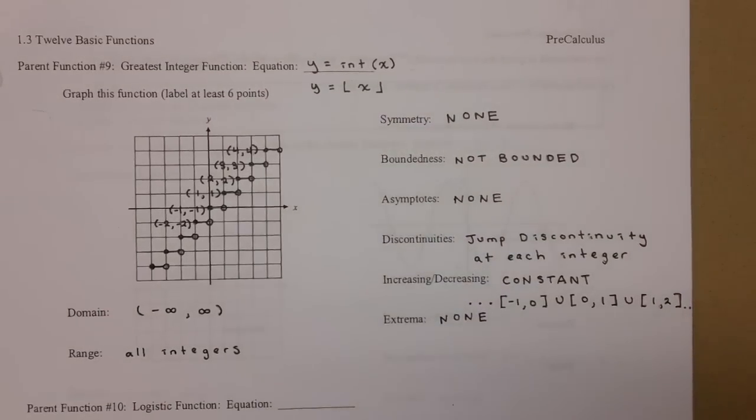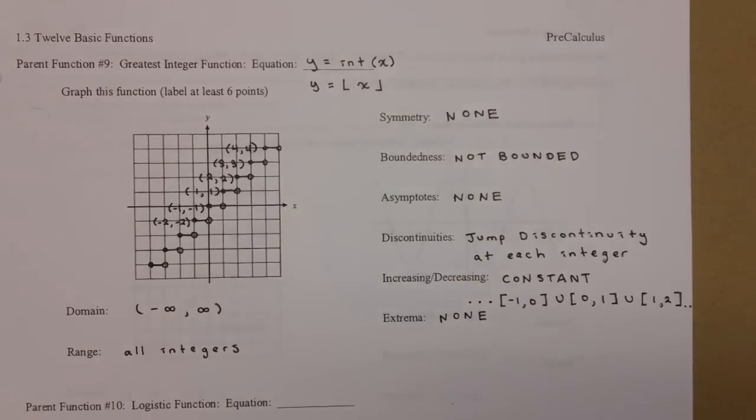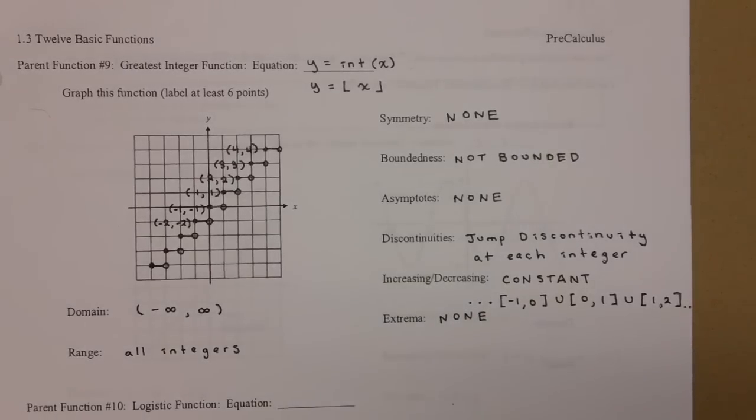On parent function number 9, the greatest integer function, it has an equation of y equals the greatest integer of x. The graph for this function looks similar to steps. The domain for this is from negative infinity to infinity, and the range is all integers.